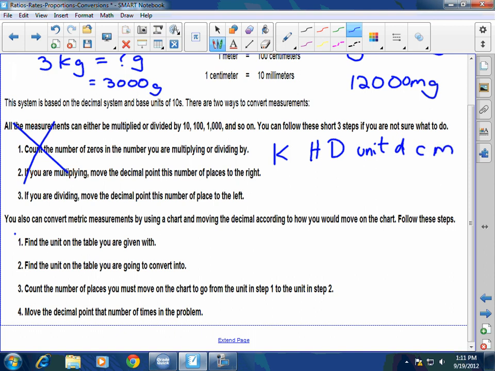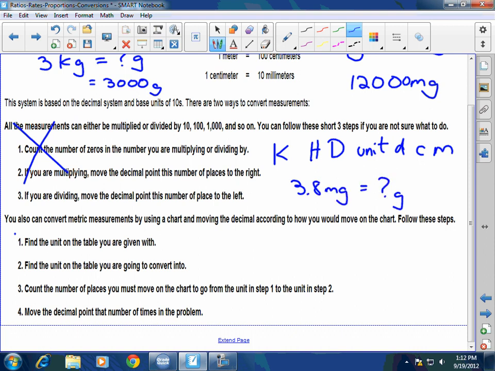Now, check this out, guys. The second method says to locate the first spot that you're starting with. Then find the next place that you're going to. Then just simply move the decimals left or right as many spaces as it takes to get to the next spot. So, for example, if I have 3.8 milligrams, and I want to know how many grams.